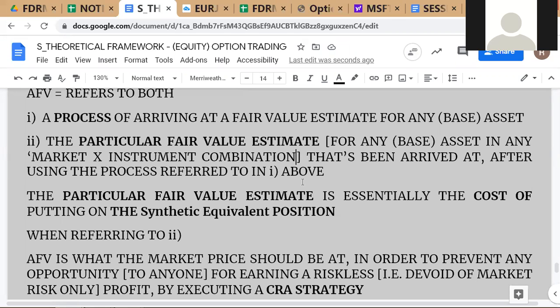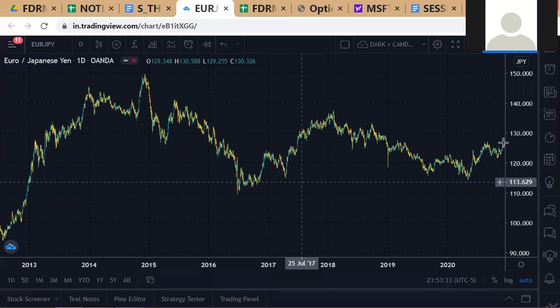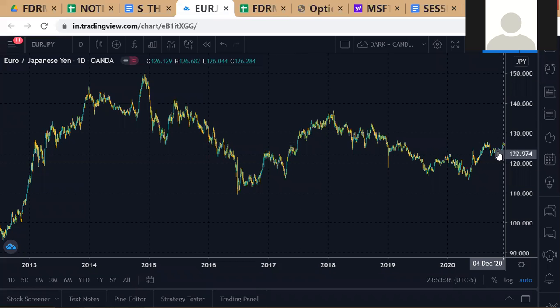Okay, so here it is actually euro-yen spot. The instrument is spot and the market is euro-yen. So you have to always talk in terms of euro-yen spot, because you could also be talking about euro-yen options, euro-yen forwards, euro-yen swaps, euro-yen futures. We could be talking about all kinds of different instruments. You have to be clear about what instrument and market you're referring to when you're talking about the base asset.